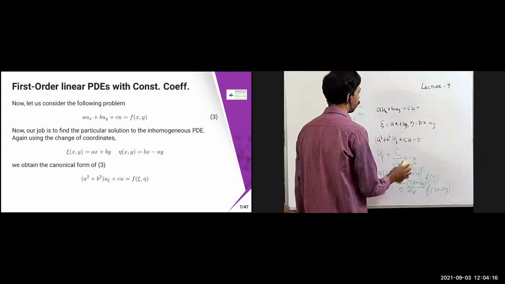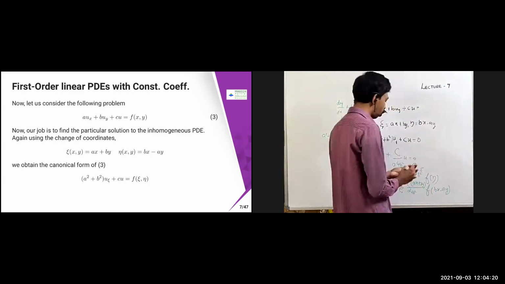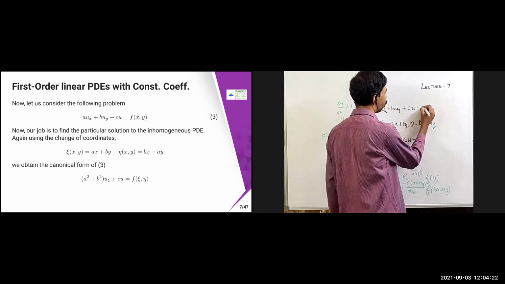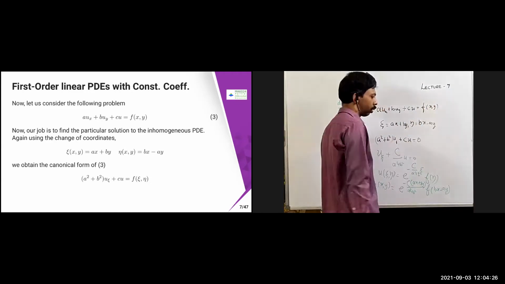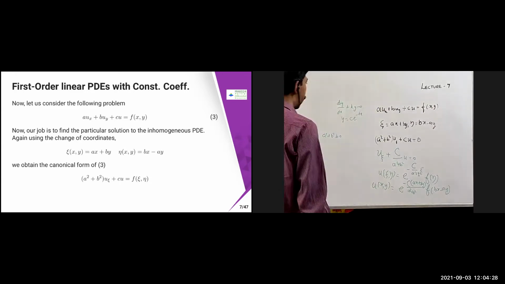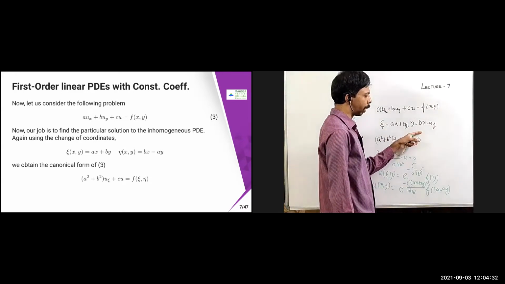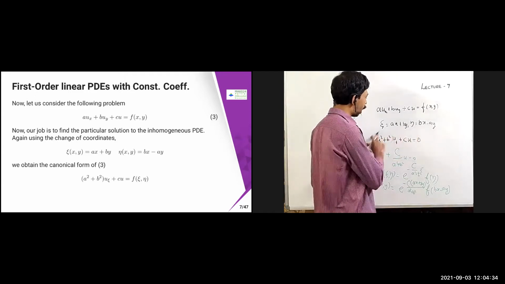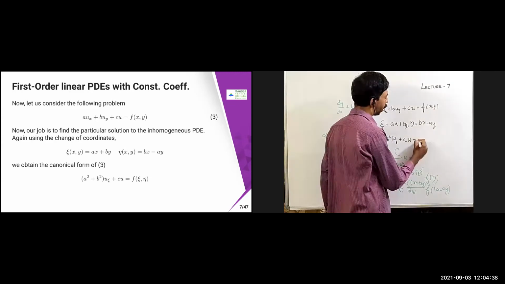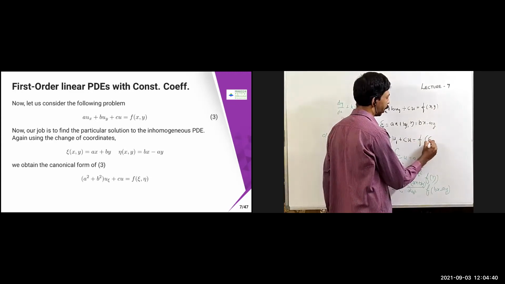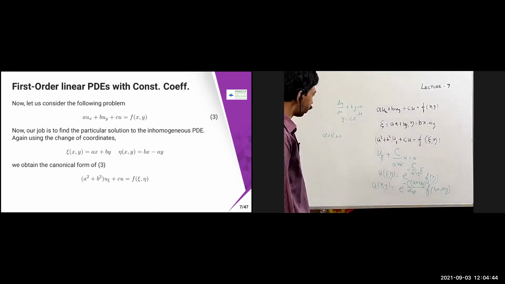So now in this case, instead of cu equal to 0, I'm going to put f of x comma y. I'm going to keep it. So the same thing, chi equal to ax plus by is there, eta equal to bx minus ay is there. Then you transform this in the same way which we did in the last class. Then this is going to become f of chi comma eta.